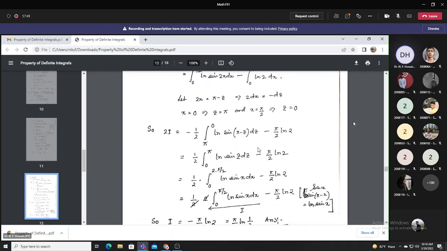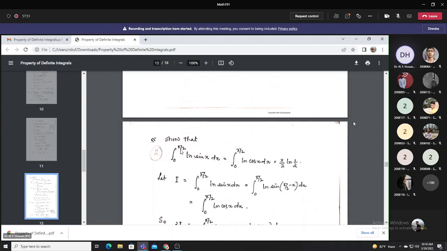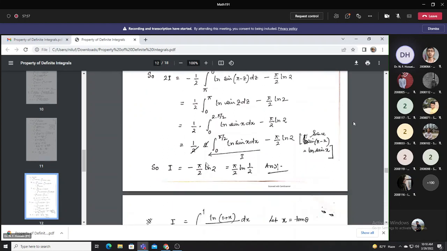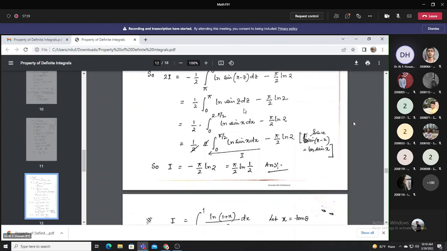What was the starting? In the starting, the limit was pi by 2, but the function was the same, ln of sin x. And here we are getting 0 to pi ln of sine x dx. Okay, so let us write it like this: 0 to 2 into pi by 2. So your a is pi by 2. Now let us check it.